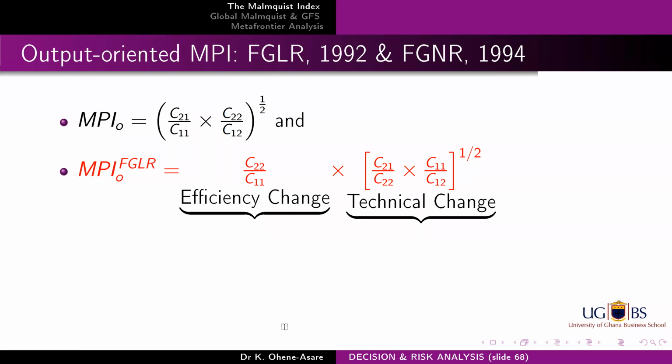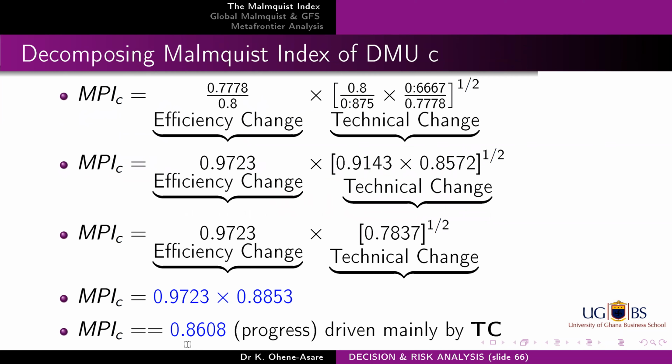All that we did today is what you see. This is an output-oriented efficiency score, but you can use the same principle to do that. Remember the score here, do you remember the score we had? We had a value of what? 0.9723. And then when we took the reciprocal of that, and this is important, we got 1.028.